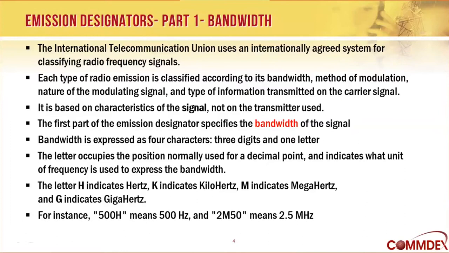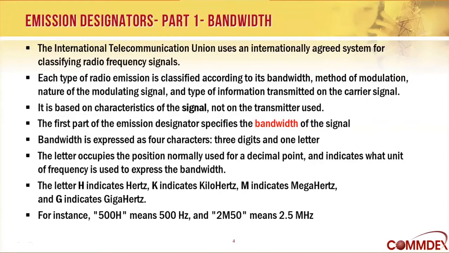The first one is the part that characterizes the bandwidth of the signal. In an emission designator, the bandwidth is expressed as 4 characters, represented by 3 digits and 1 letter. The letter is used in place of a decimal point and will immediately tell you what band you're operating in, whether it's an H, a K, an M, a G, which stand for hertz, kilohertz, megahertz, or gigahertz.